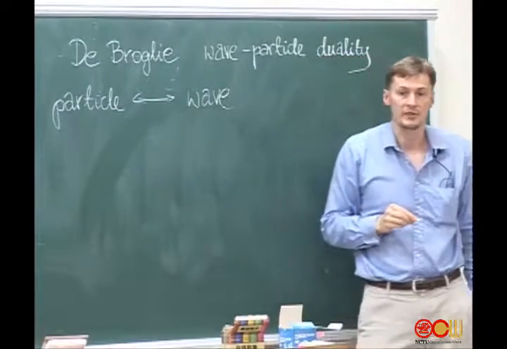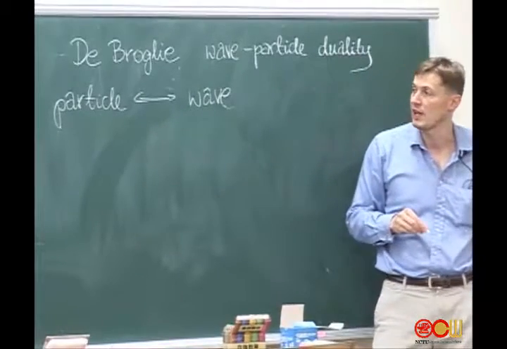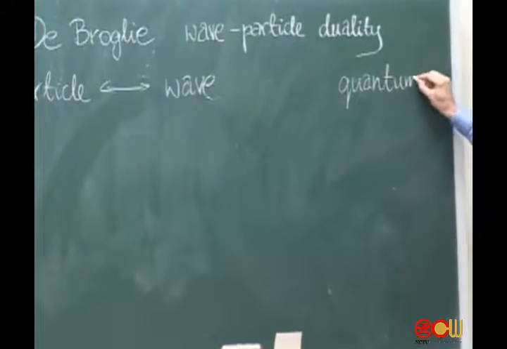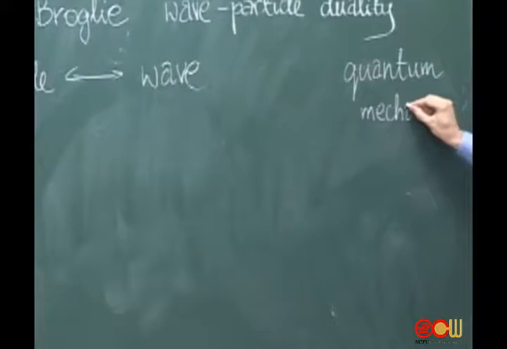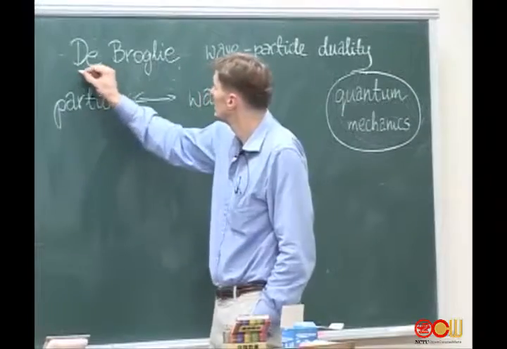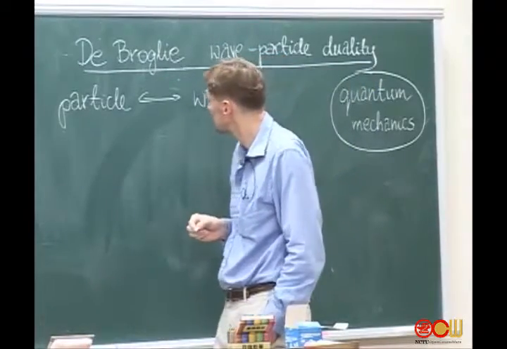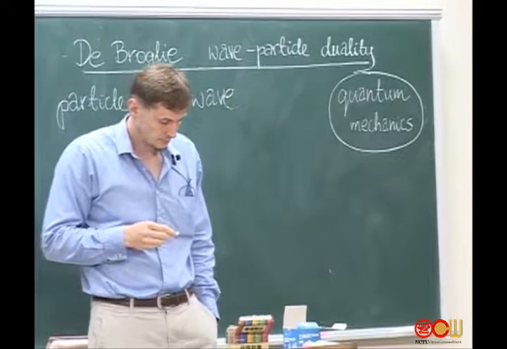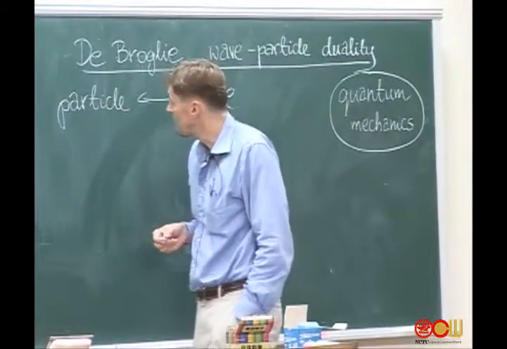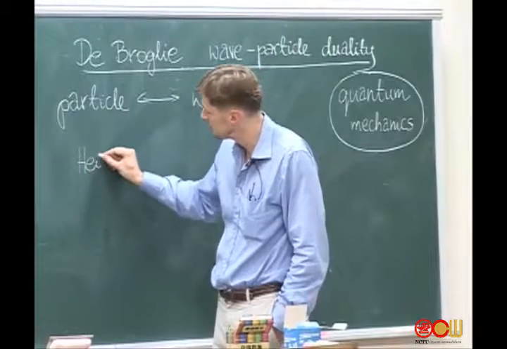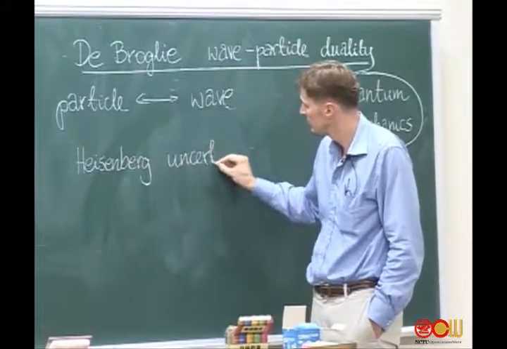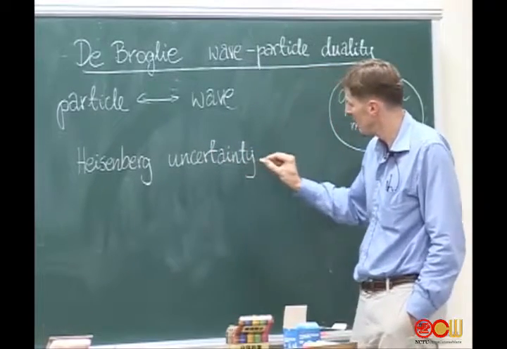And it's one of the very important steps into a science that we are going to discuss for the next few classes, that is called quantum mechanics. The next very important rule is the so-called Heisenberg uncertainty principle.